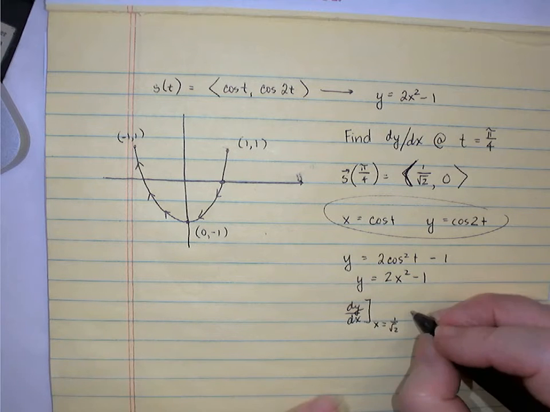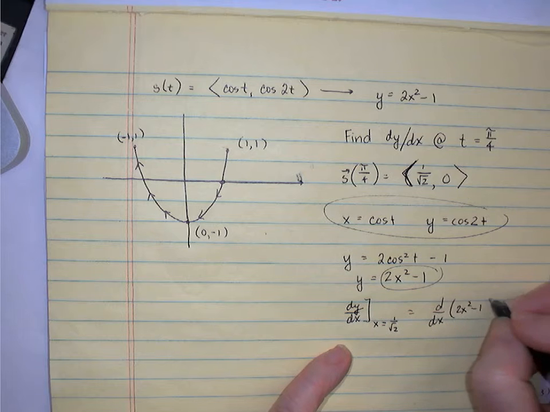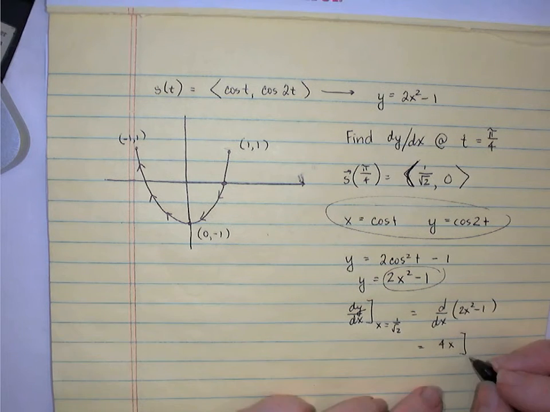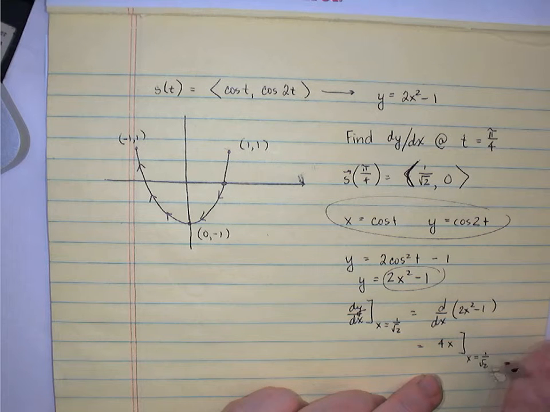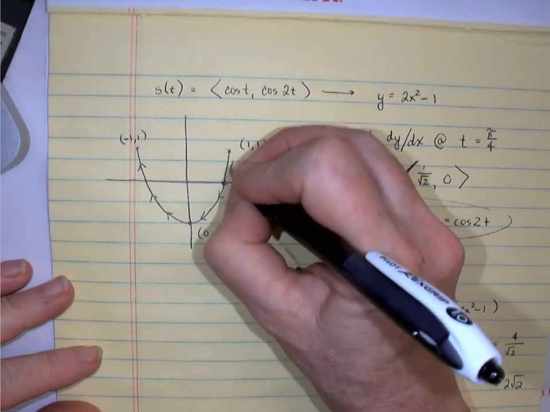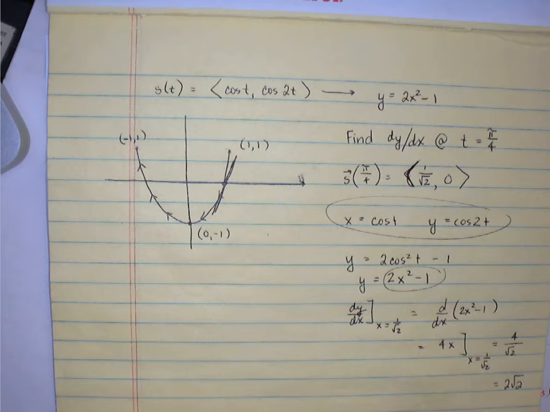Well, we could just take the derivative of our y value, right? That's the derivative with regard to x of 2x squared minus 1. And that's going to give us 4x at x equals 1 over root 2. So we know that the slope of the line is 4 over root 2, which becomes 4 root 2 over 2. So the slope of this line right over here, according to our old methods, is 2 root 2. Seems kind of reasonable. Here's one other way to look at it.